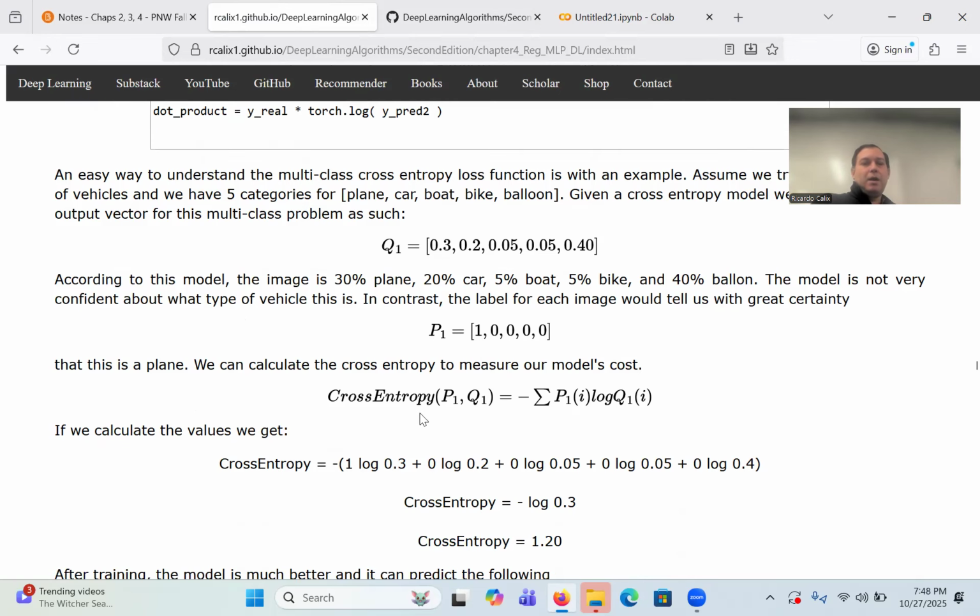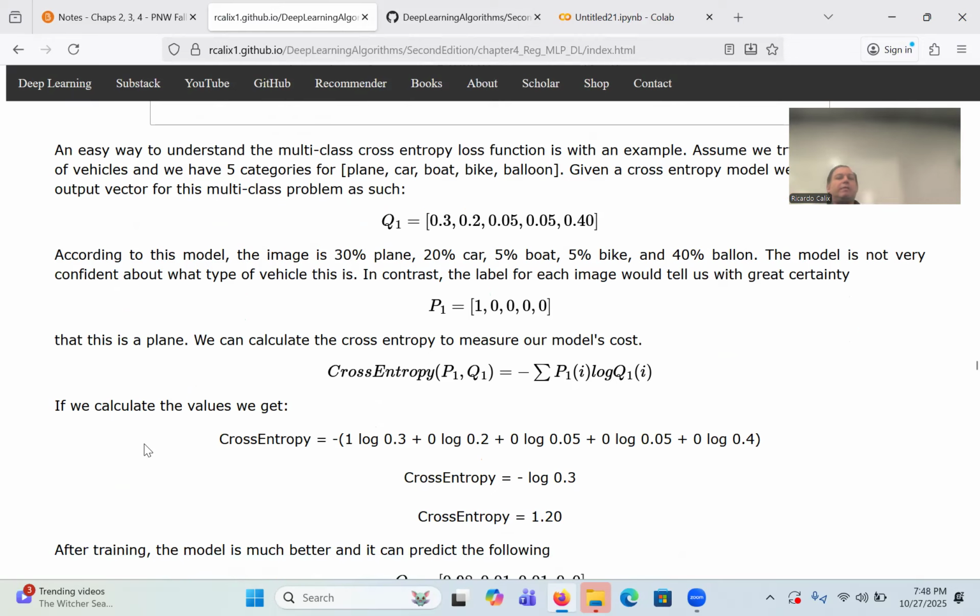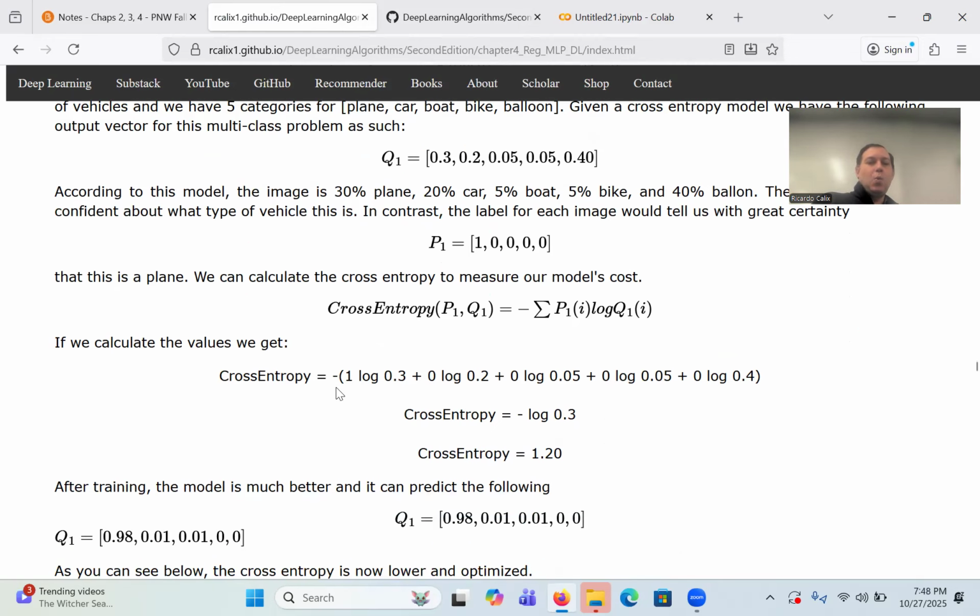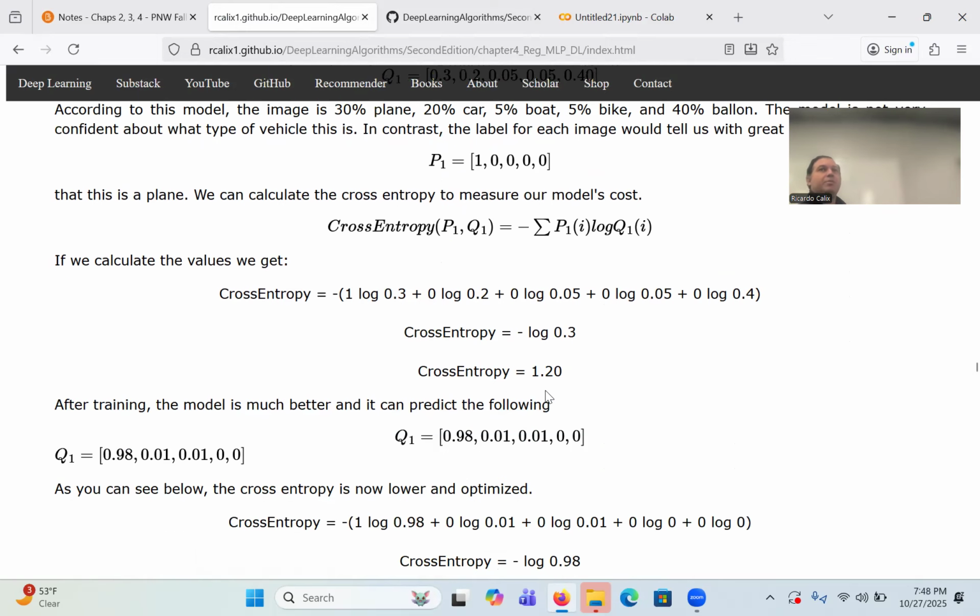So, all right, if we calculate the values of this vector, we get essentially 1 times log of 0.3 plus 0 times log of 0.2 and so on. And that calculation gives us a cross entropy of 1.2. Do you see that? 1.2.